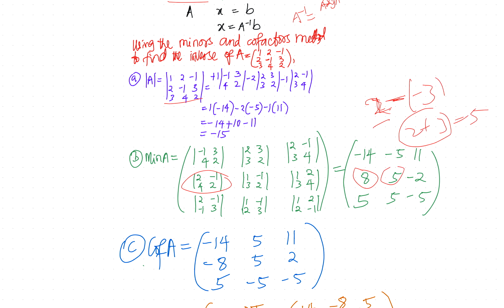Then the next one is this. You have 1 times 4, 4. 4 minus 6, that is minus 2. So that's for the second row of the matrix of minors. So let's go on to the third row.